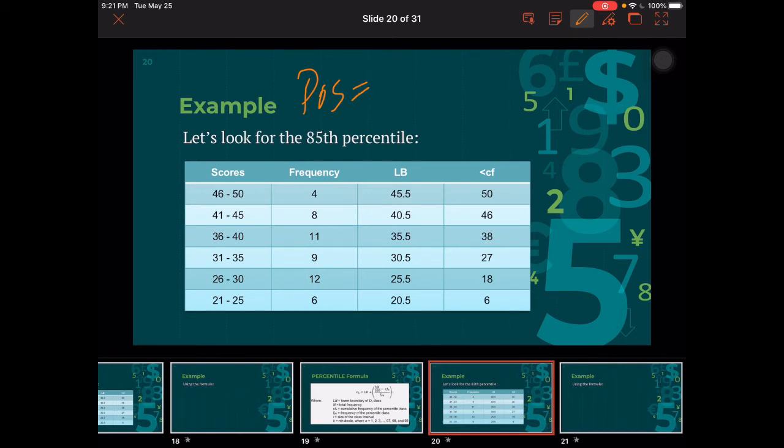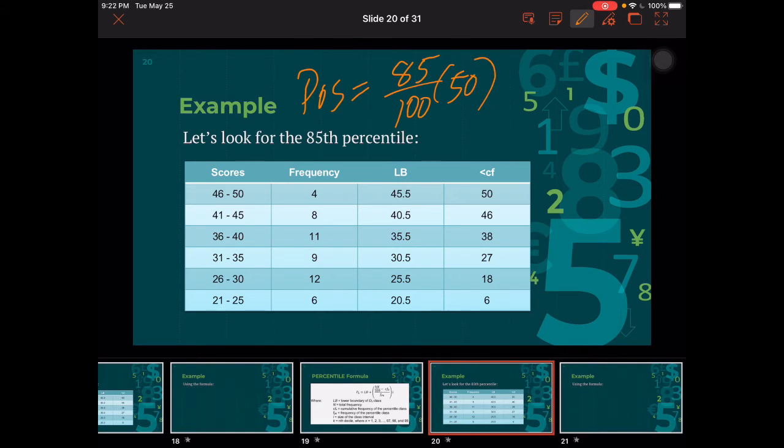So, puro ganun lang siya, mga anak. Paulit-ulit lang siya. Basta alam niyo yung formula for the position, tapos alam niyo rin yung formula for finding the percentile, quartile, and decile, then yakang-yakan nyo na to. Okay? Now, let's look for the 85th percentile of 50.